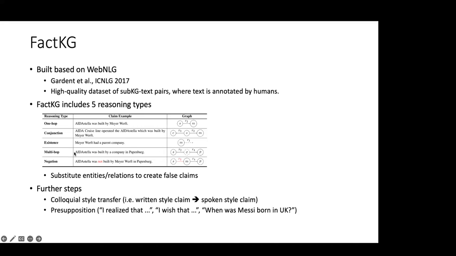If you read the text, it says Ada Stella is a ship name, and it was built by a company in Papenburg. So you have to go through all the shipmaker companies in Papenburg, find the one that built Ada Stella, and then see if there's a route. If there is a route, then your claim is supported. I think this is the most challenging one, and not a lot of work actually addressed this question. So we tried to do it and it works.